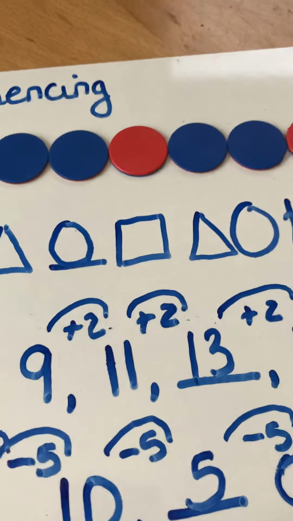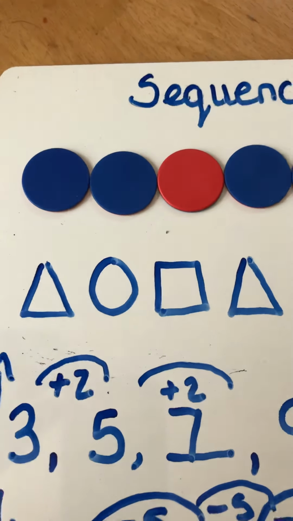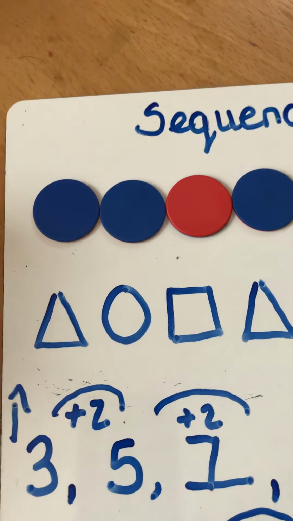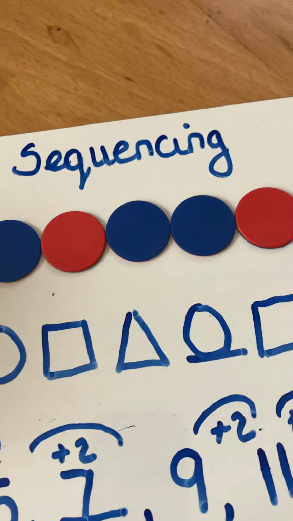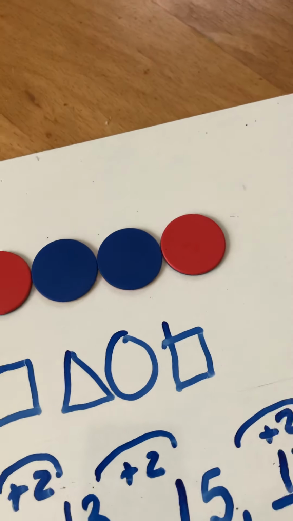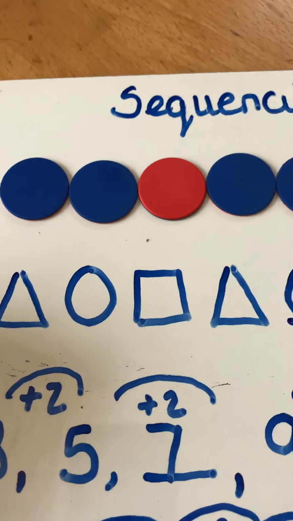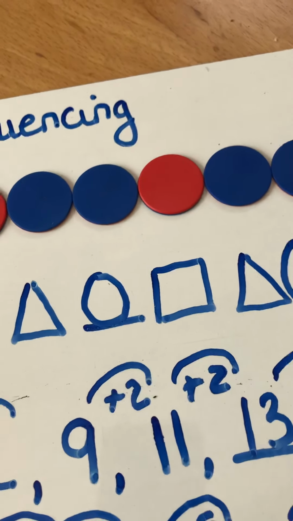Now it's your turn. I'd like you today to do some sequences. You could start off with objects of different colours and make a pattern that way, but remember it's got to be a repeating pattern. Then you could do shapes. You could draw some shapes and do a repeating pattern with shapes.